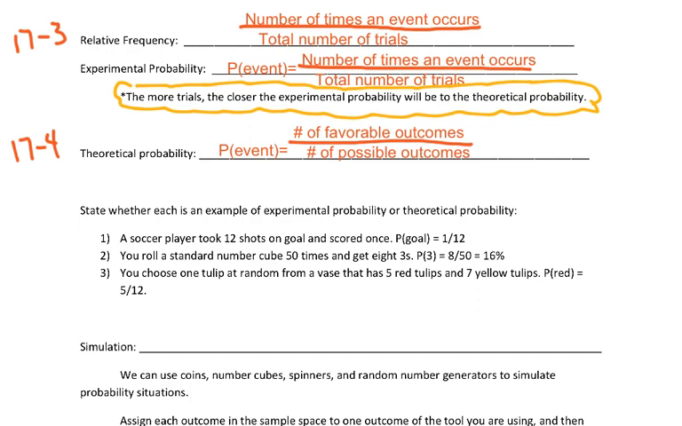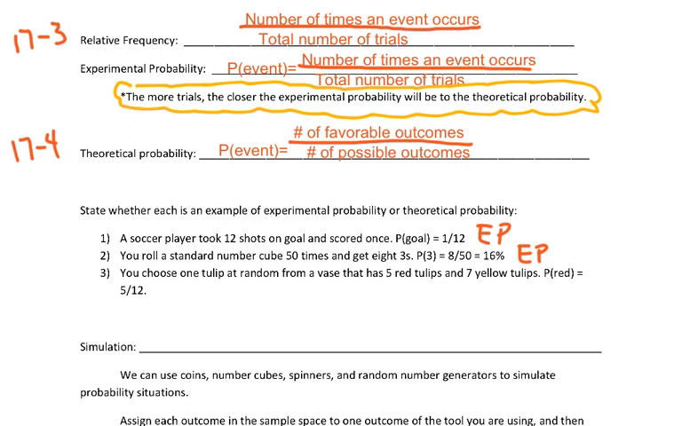So I would say since that actually happened, it is experimental probability. Number 2, you roll a standard number cube, which we call a die, 50 times and get 8 threes. So the probability of rolling a 3 is 8/50ths, which is 16%. So that's based on what actually happened in an experiment, so that's experimental probability. The theoretical probability of rolling a 3 on a number cube is 1/6. So it's pretty close to that experimental probability.